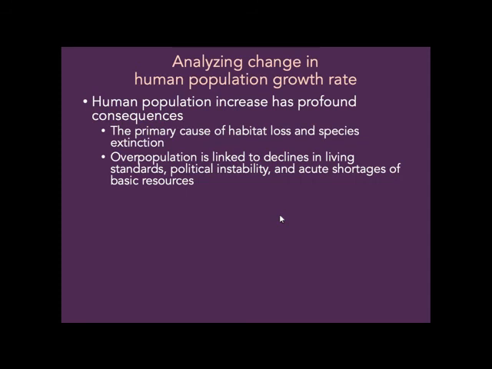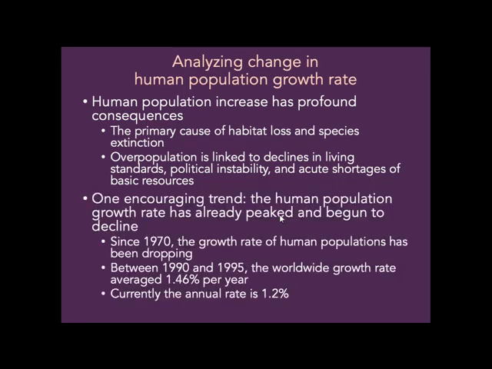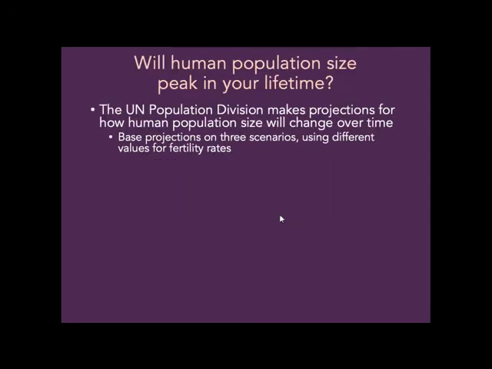Human population increase is going to have huge effects. It's going to cause habitat loss and species extinction. As we overpopulate the Earth, we're going to end up with a decline in human living standards. We know this can also lead to political instability and acute shortages of basic resources. But we have one encouraging trend: the human population growth rate has already peaked and is beginning to decline. Since 1970, the growth rate has been dropping. Between 1990 and 1995, the worldwide growth rate averaged about 1.46% per year, but now it is at 1.2%.